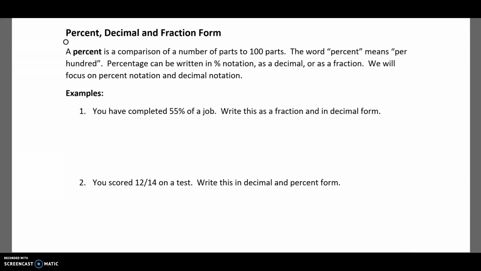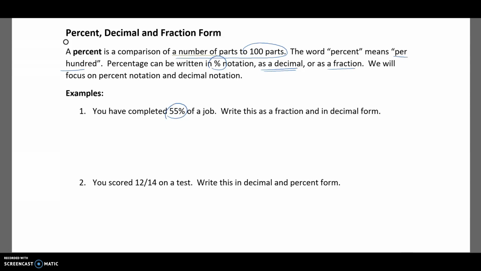In the next few videos, we'll be working with percent calculations. First, let's look at what a percent is. A percent is simply a comparison of some number of parts out of a total of 100 parts. In fact, the word percent means per 100. Percentages you often see written with this percent symbol notation, but we can often work with them also in decimal form and sometimes in fraction form as well. We'll focus on percent notation and decimal notation and need to be able to convert between the two.